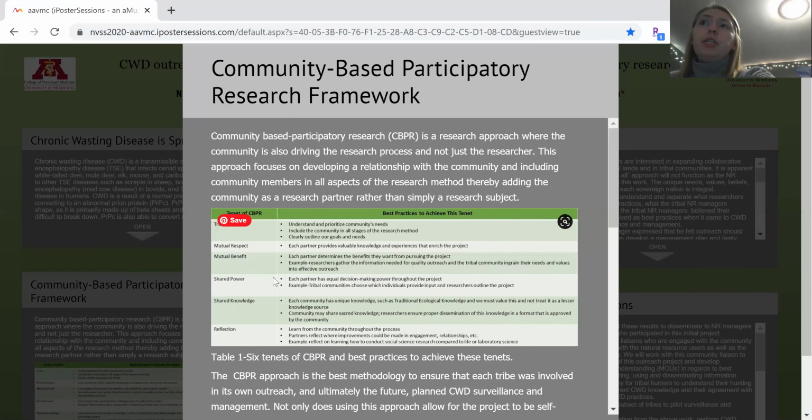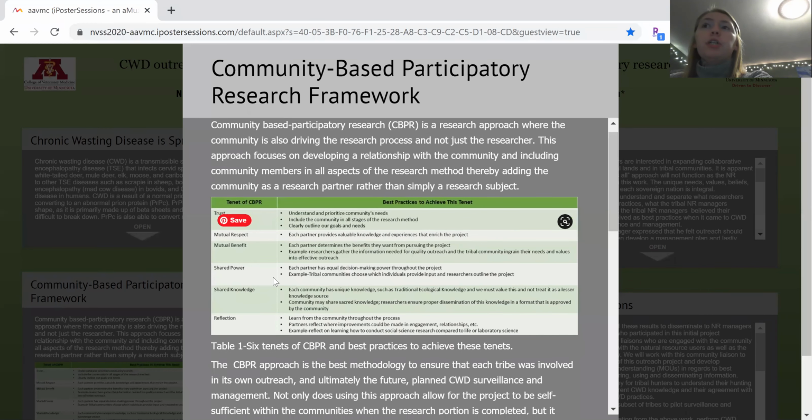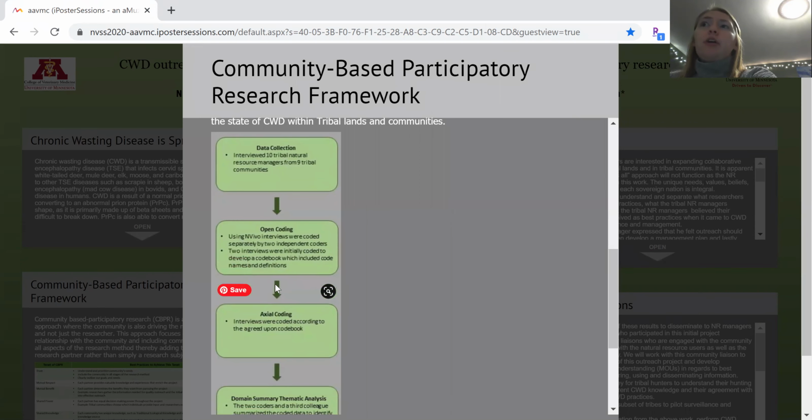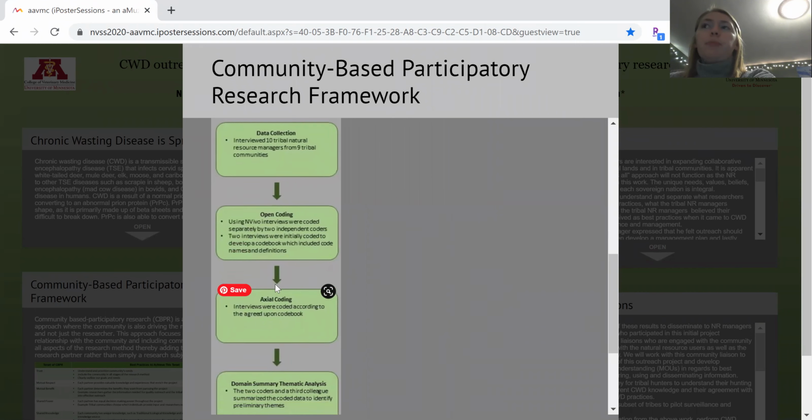We used a community-based participatory research framework where we engaged the community throughout the multi-phase research project. In doing so, the community becomes a research partner rather than a research subject. There are several principles to conducting CBPR, which have been summarized as 6 tenets in Table 1. Referring to Figure 3, we interviewed 10 natural resource managers from 9 tribal communities.